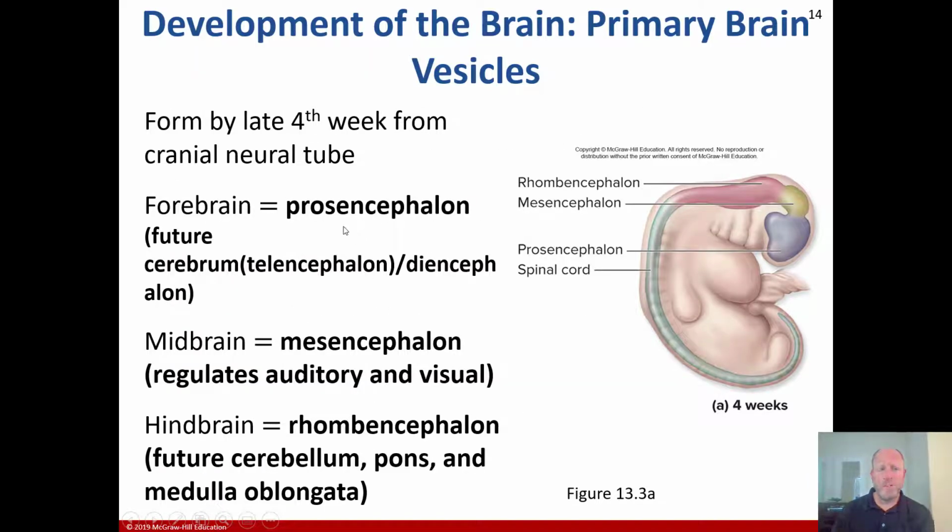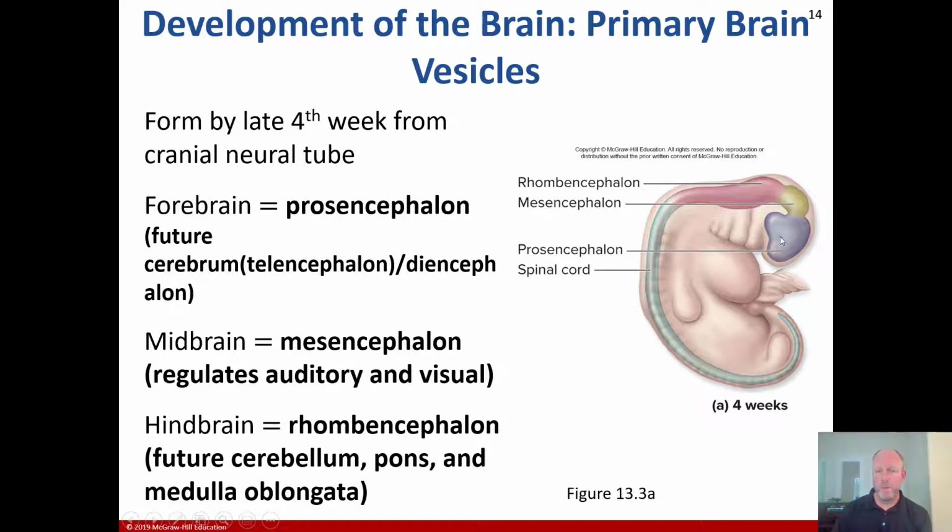As far as the primary brain vesicles, those form by the fourth week from the cranial neural tube. The forebrain, which is the prosencephalon. It's the future cerebrum, essentially here.